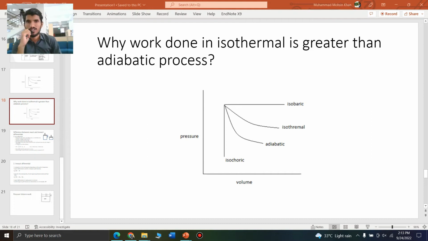Hey, so why is the work done in an isothermal process greater than in an adiabatic process? Because, as you can see, an isothermal process is a process in which there is no change of temperature, and an adiabatic process is a process in which no heat is allowed to enter or escape the system.